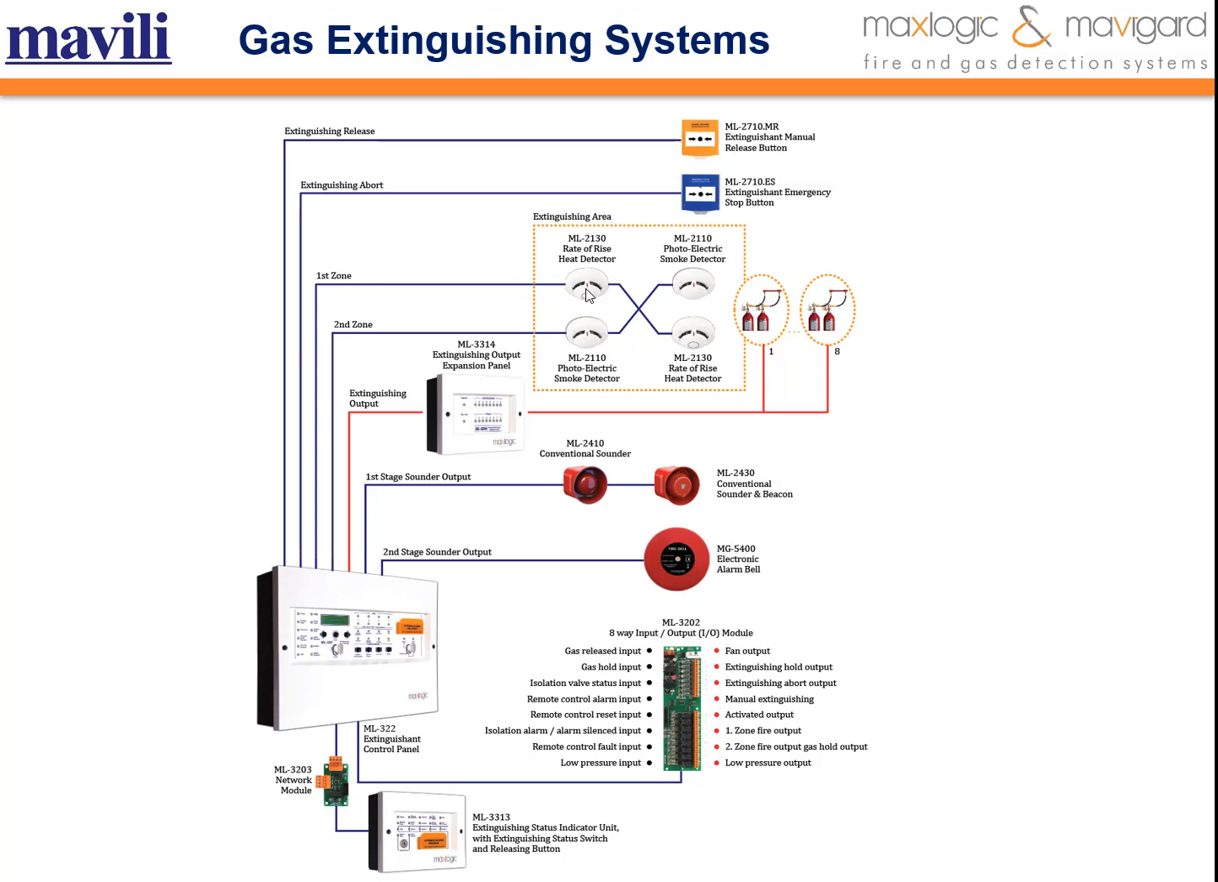So also we have alarm bells, sounders, sounder and beacons, and also we have IO modules that can control and monitor the systems. And also we have an extinguishing status indicator unit that can be connected to our extinguishing control panel. And the extinguishing system status can be monitored via our extinguishing status indicator unit.